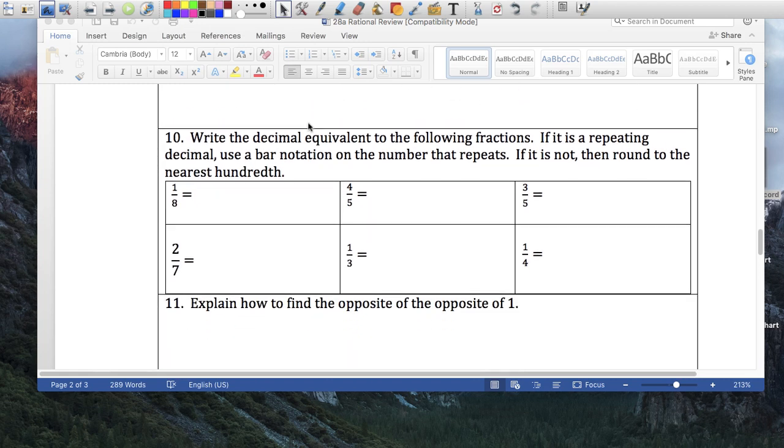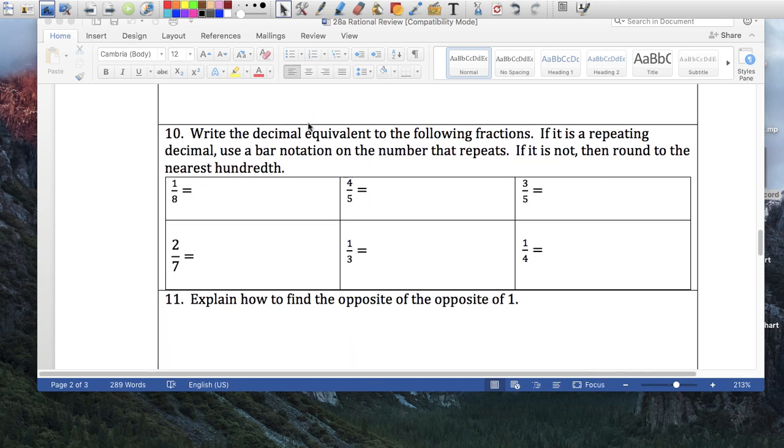Okay, again, I'm going to stress this part here. I need you to change these. So you write the decimal equivalent, except for the 7 there. 7 is going to be tough. Write the decimal equivalent to the following fractions. If it is a repeating decimal, use a bar notation on the number that repeats. If it is not, round to the nearest hundredth. So you're going to take some time to divide this.